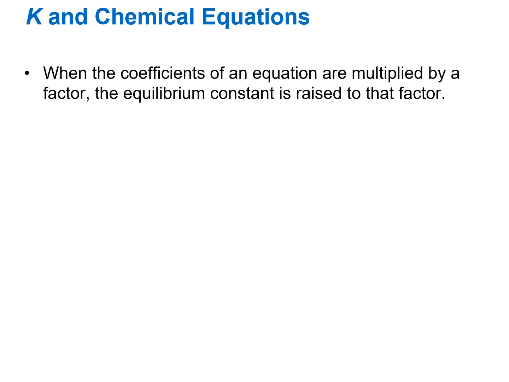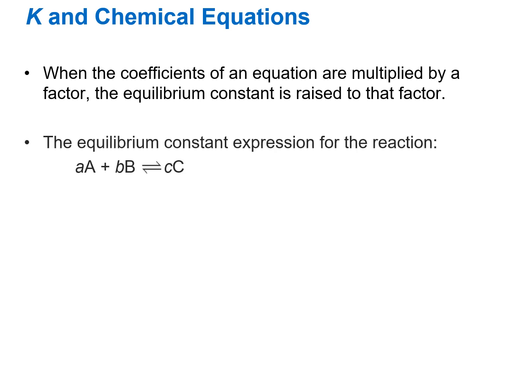Now, one of the things that we do sometimes to our equations is we multiply them by a factor. So what happens to the equilibrium constant when that happens? Well, the equilibrium constant is going to be raised to that factor. So let's say that we have this equation right here where A plus B is equal to C, and we're in dynamic equilibrium. Then we would know that our equilibrium constant would look like this. We've already gone through that.